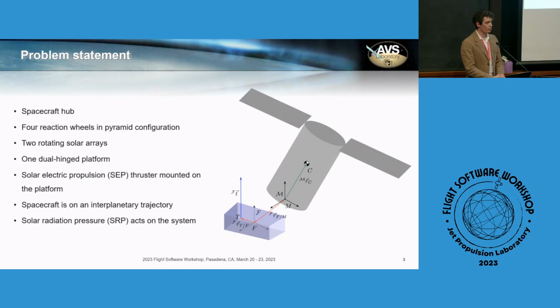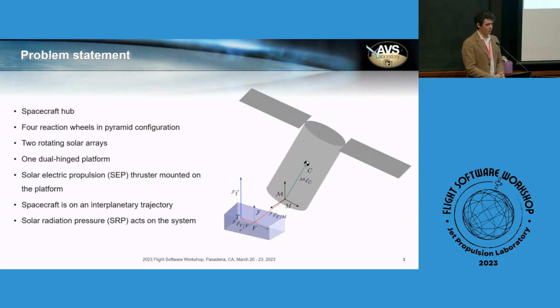It features two rotating solar arrays. These solar arrays are mounted on an axis that is fixed with respect to the spacecraft hub, but they can rotate about this axis in order to maximize the incidence of sunlight on the power generating surface of the solar arrays. There is a dual hinged platform, which is represented there by that purple box.